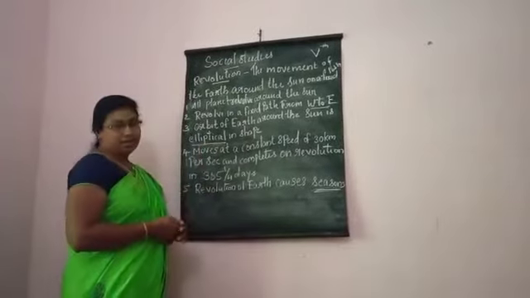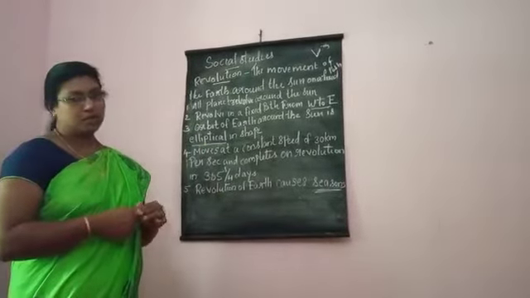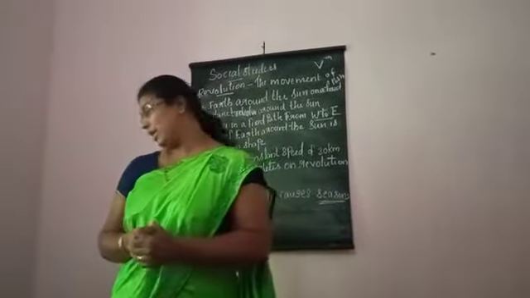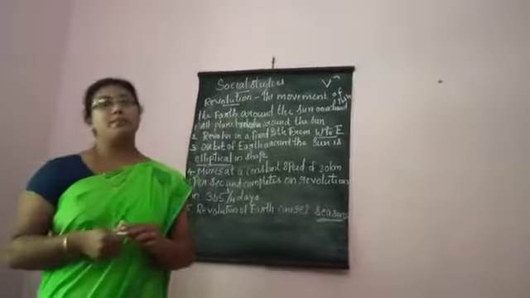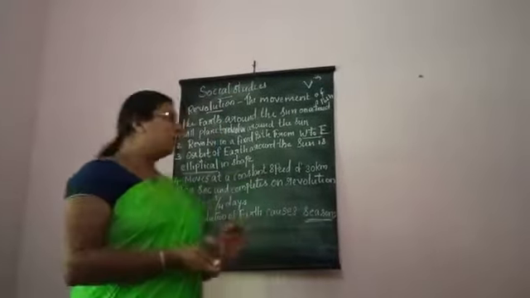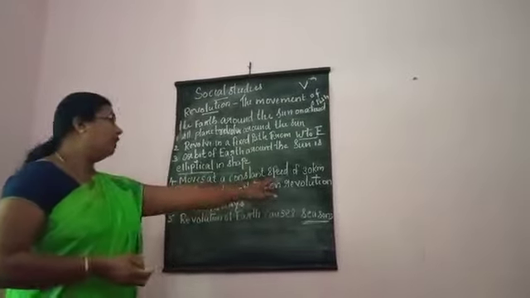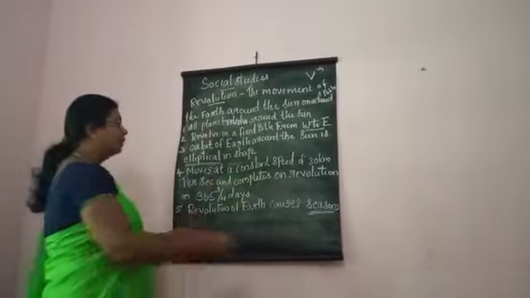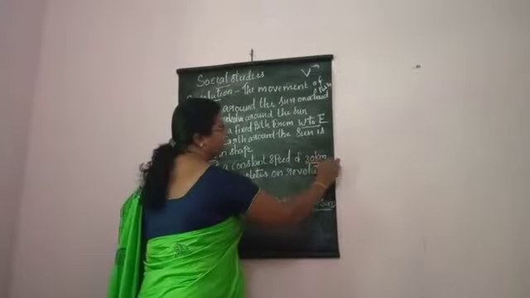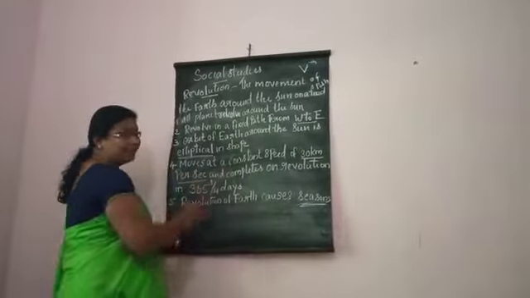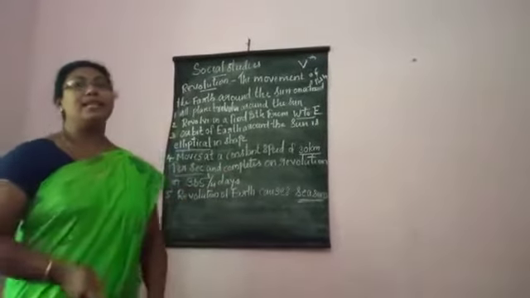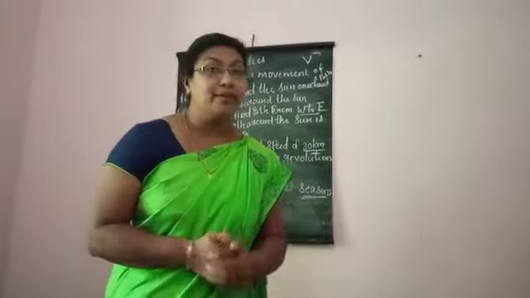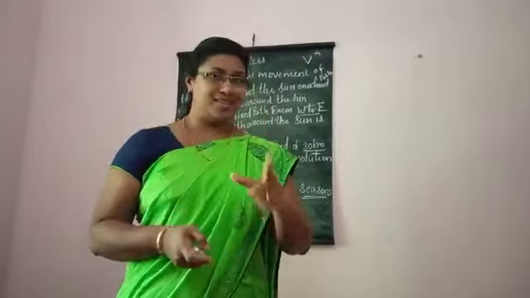And the next point we were saying about revolution: it moves at a constant speed. The earth moves at a constant speed of 30 kilometer per second and completes one revolution in 365 and 1/4 days.